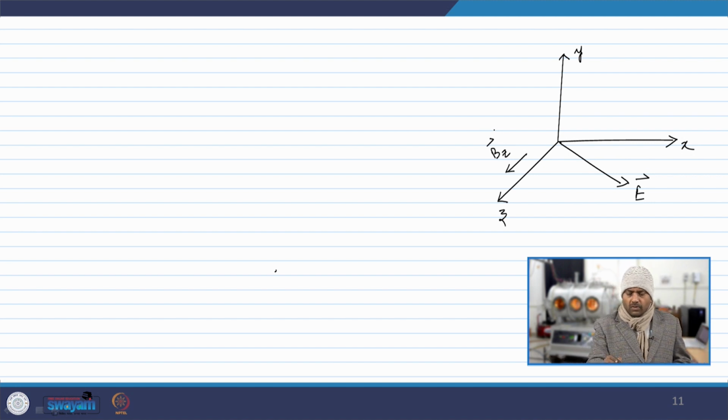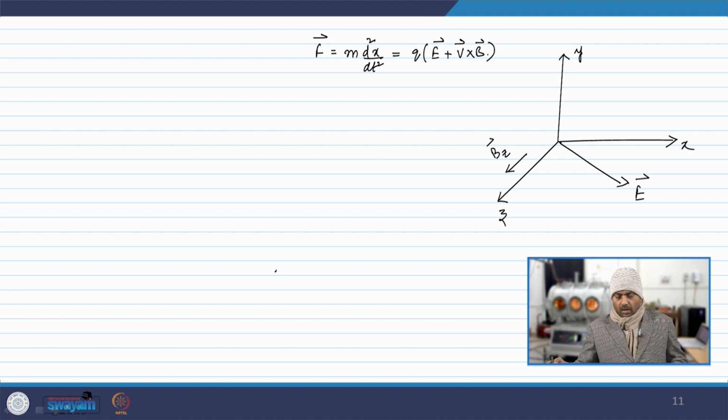Now, where do we start? We start with F, which is m d square x by dt square, equals q times (E plus V cross B). Now, ideally, I can take the position to be r rather than x, dealing with the 3-dimensional coordinates. Right.